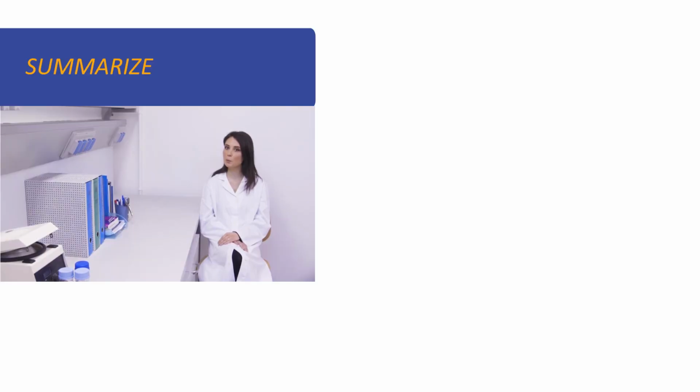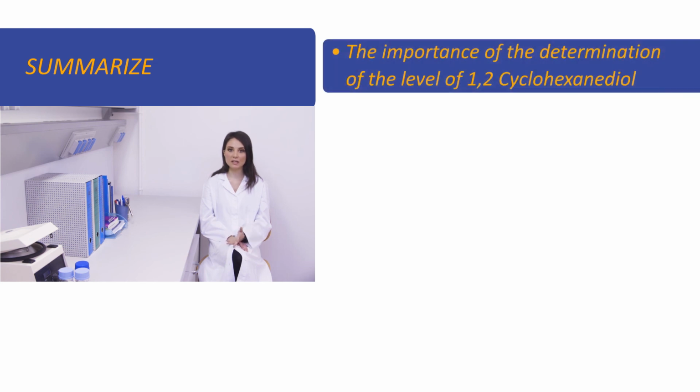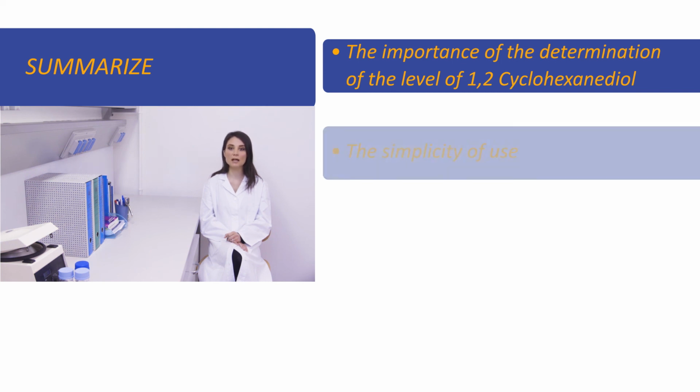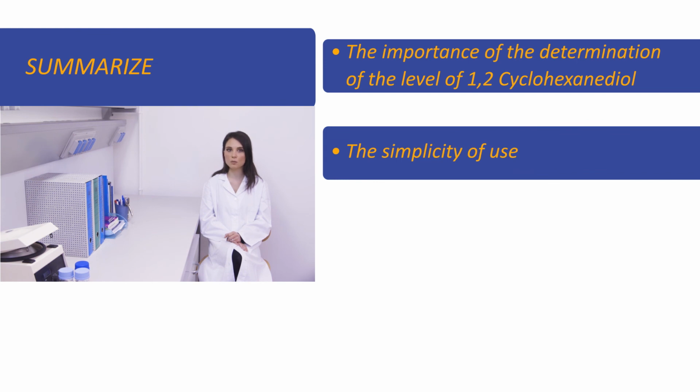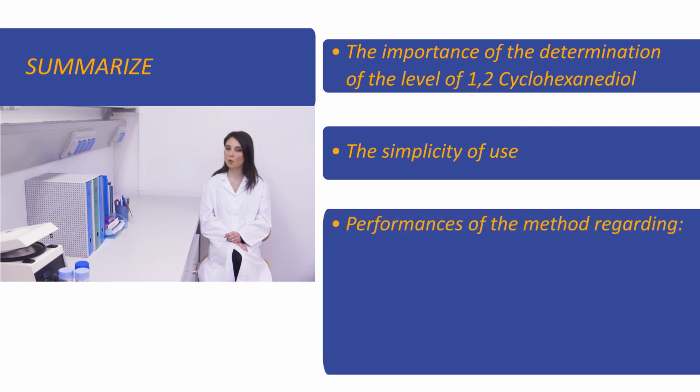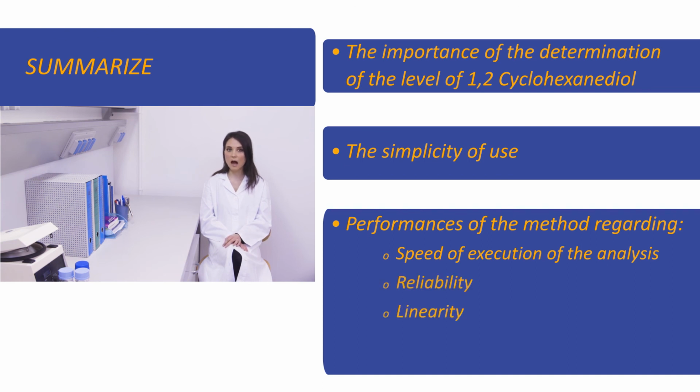And now let's briefly summarize. In this video we have highlighted the importance of the determination of the level of 1,2-cyclohexanediol in urine in occupational toxicology, viewed the simplicity of the use of the kit to perform the analysis of 1,2-cyclohexanediol in the urine, and shown the performance of the method regarding speed of execution of the analysis, reliability, linearity, accuracy, reproducibility.